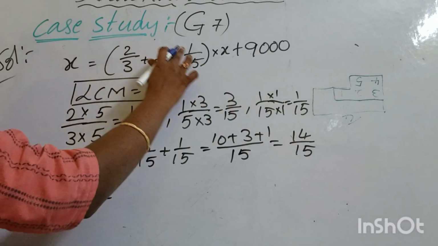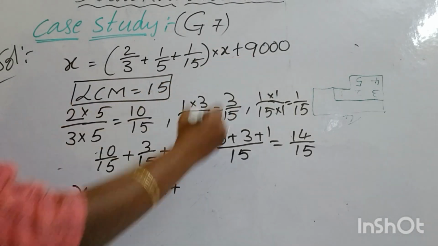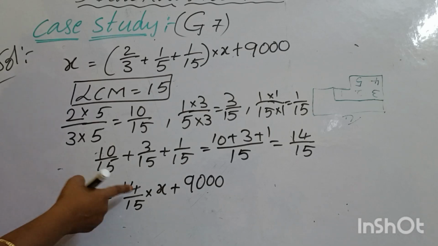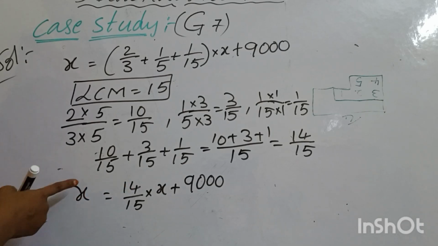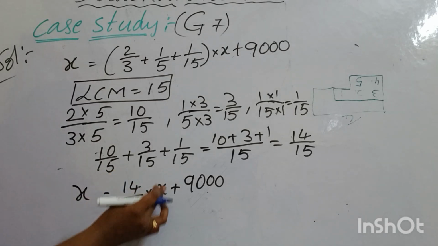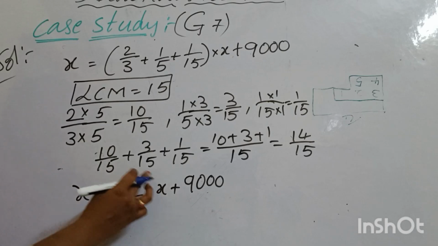X is equal to the result of this one, which is 14 by 15 into X, plus the 9,000 leftover money, right? Now what we have to do? We need to find the X value. I told you that by using the transpose method, we can find unknown values. Here X is there, and in this expression there is one more X, so 14 by 15 X is completely one term.